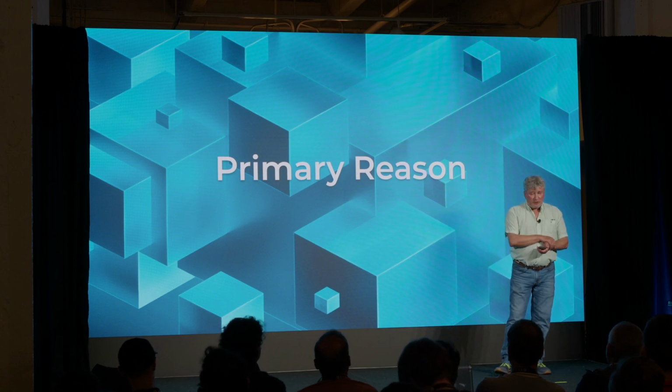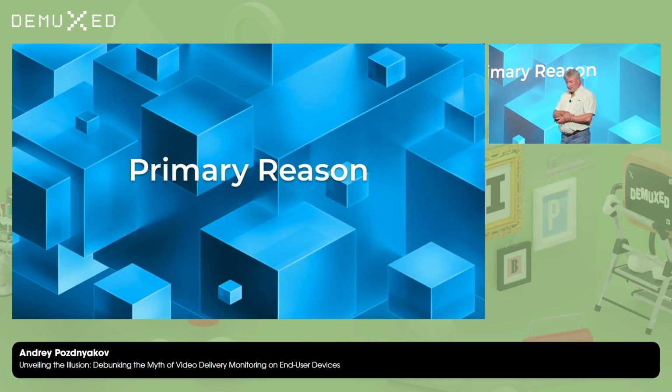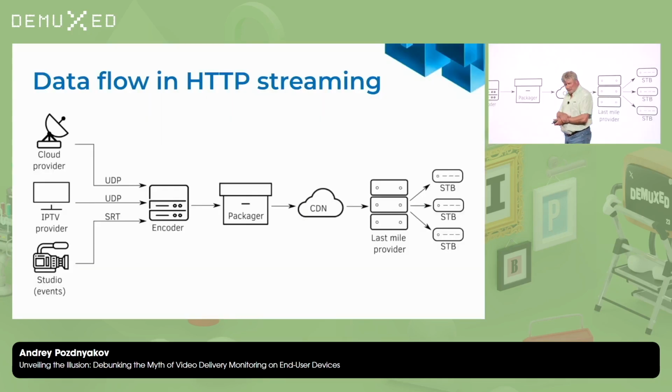But let us talk about the primary reason. First, let us show the general data flow in HLS or DASH streaming. We have an encoder, a packager, CDN, and last mile provider. This is a very simplified scheme, but there are locations where we control the data flow.